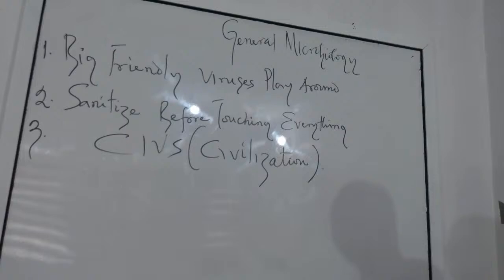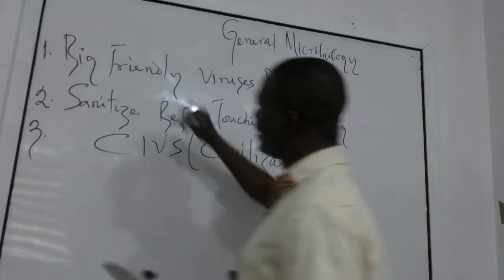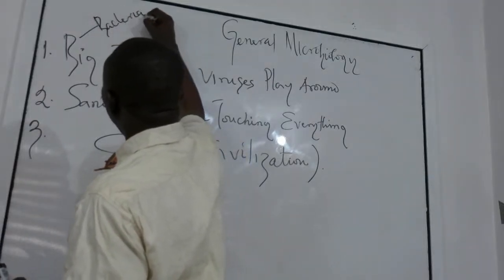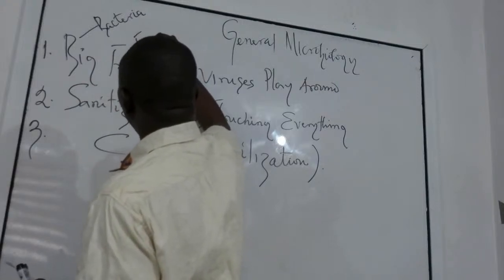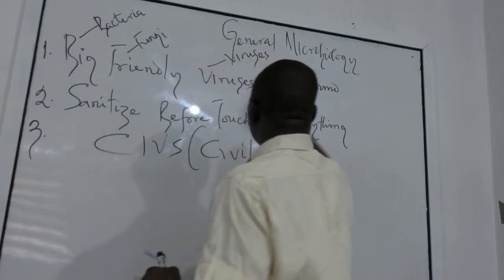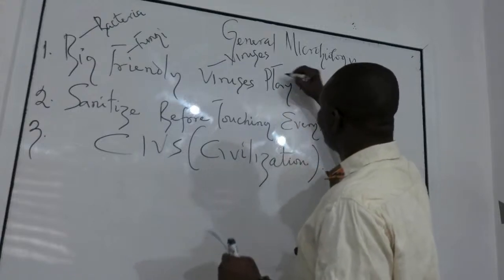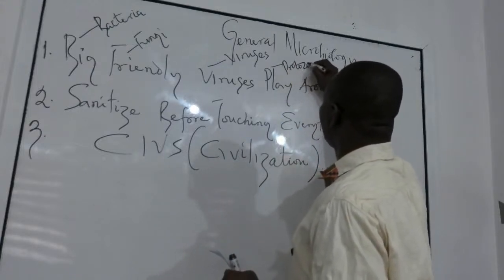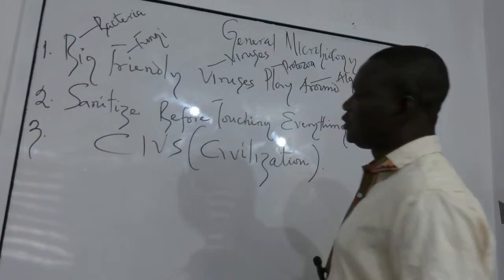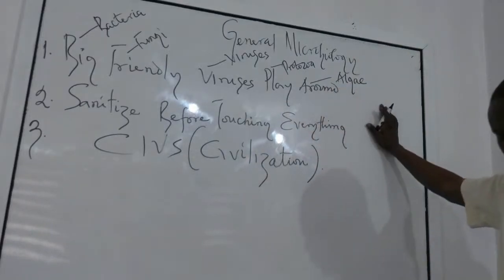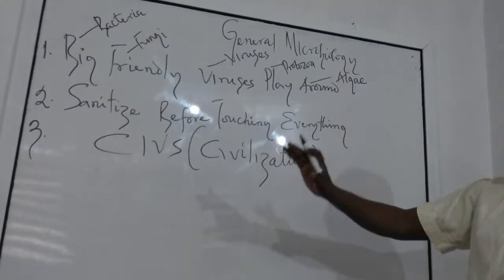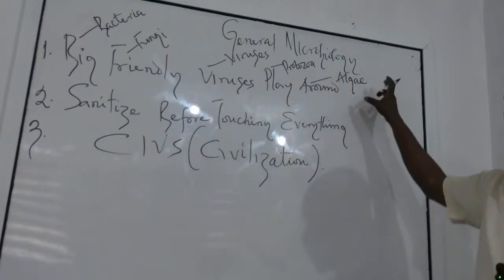So the first one, which has to do with a big B, is standing for bacteria. F is standing for fungi. V is standing for viruses, and P is standing for protozoa. And A is standing for algae. So this sentence will help you to remember the classification of microorganisms. So they can be classified into bacteria, fungi, viruses, protozoa, and algae.